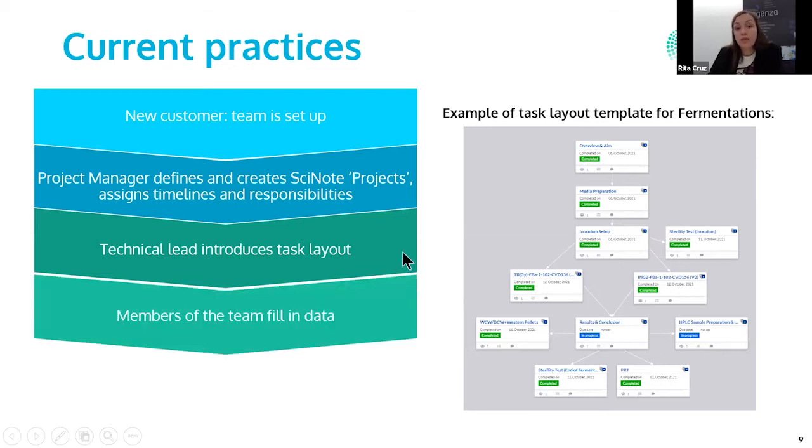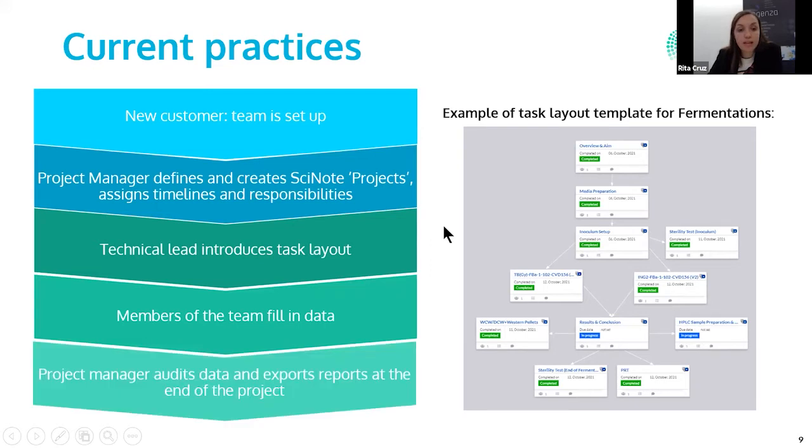So then finally, the members of the team will fill in the data in these prepared templates by the technical lead. So the technical lead here, by preparing this template, is really guiding you through, helping you prepare and set up your experiment. So that is very useful. And regularly, or when a project is finished, depending on the duration of the project, the project manager can check the data.